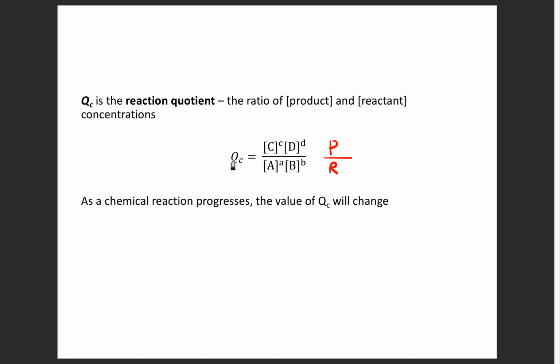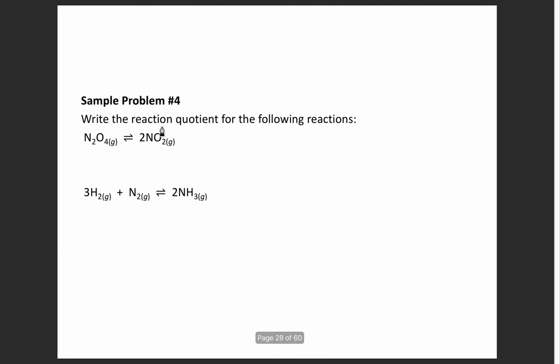If we know we are at equilibrium, then we don't use Q anymore. We still set this up the same way, but we don't use Q anymore. We use K instead. But anyway, let's go ahead and get some practice setting up this reaction quotient expression. So here we have a couple of examples, and they want us to write the reaction quotient for the following.